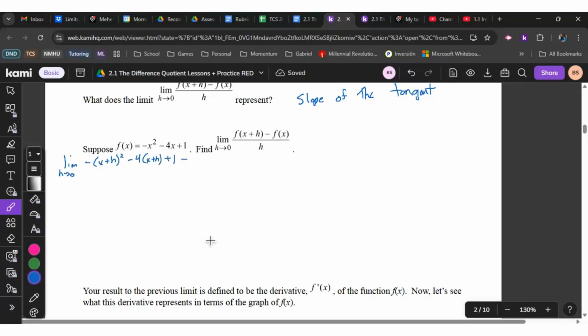Now how good are you guys? Do we need parentheses here or can we distribute the negative 1? No, because you have to apply that ninja. All right, so let's apply the ninja, which is negative 1. So minus negative x squared is actually plus x squared. Minus negative 4x is really plus 4x. And minus 1 is minus 1. All over h.